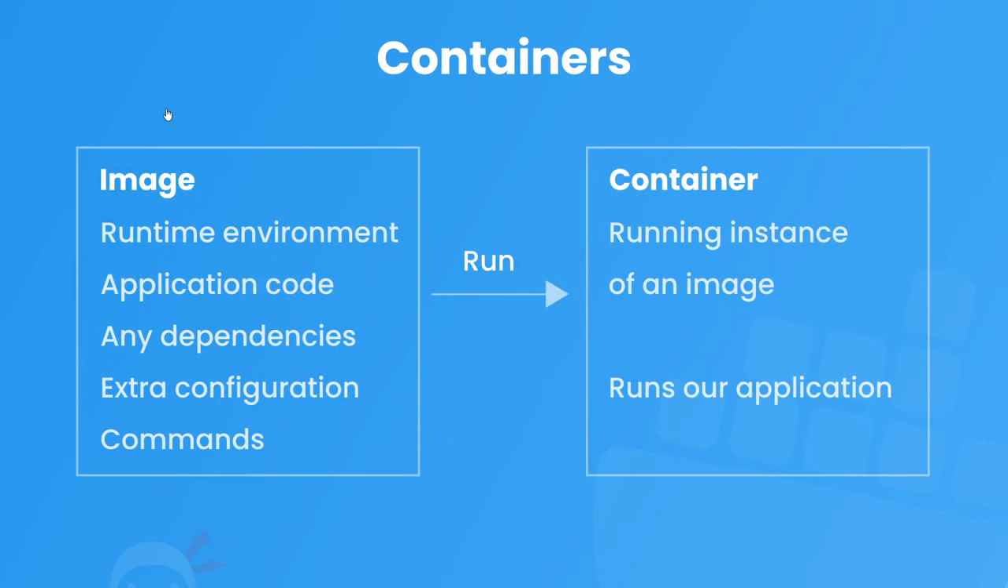Now, containers are runnable instances of those images. So we create an image, which is a blueprint for a container. Then when we run the image, it creates a container, which is a process that can run our application exactly as outlined in the image. So it's going to have the correct runtime environment, access to the image file system, dependencies, etc. So a container is a process which runs our application as outlined by the image that we created.